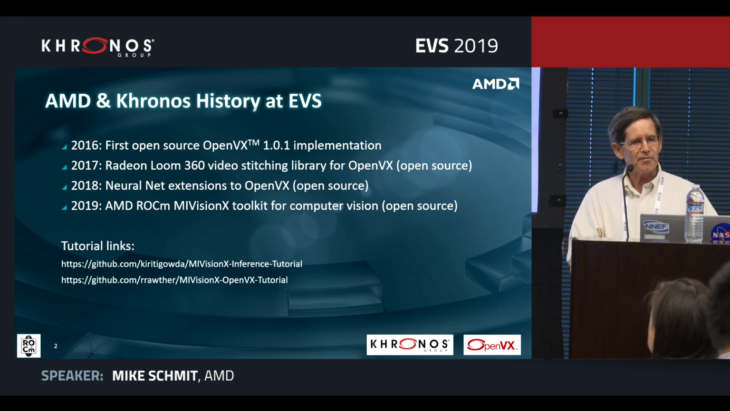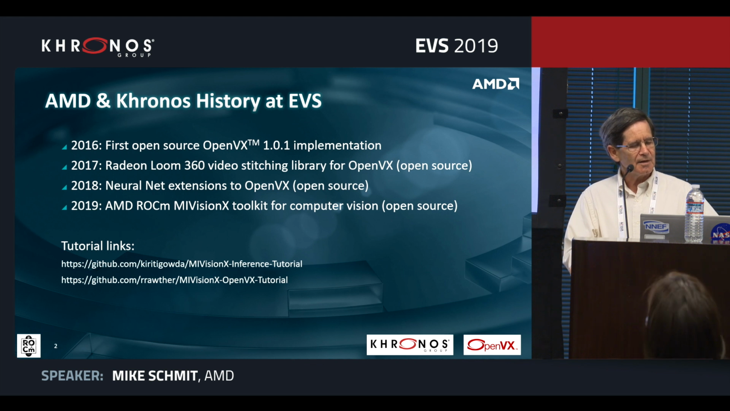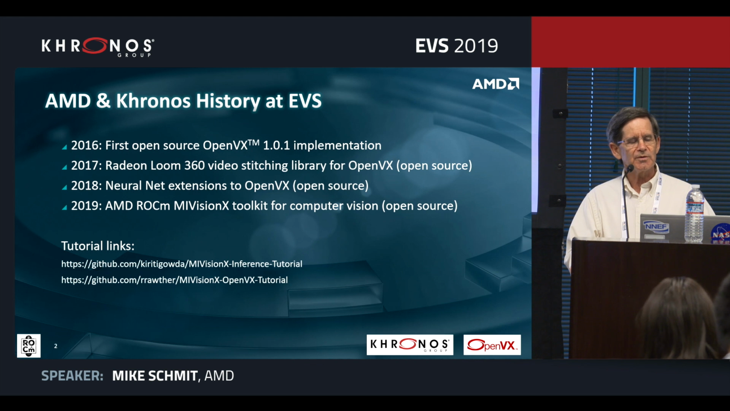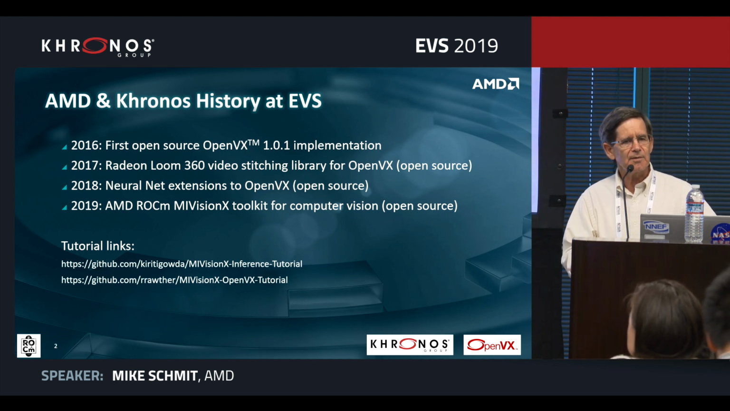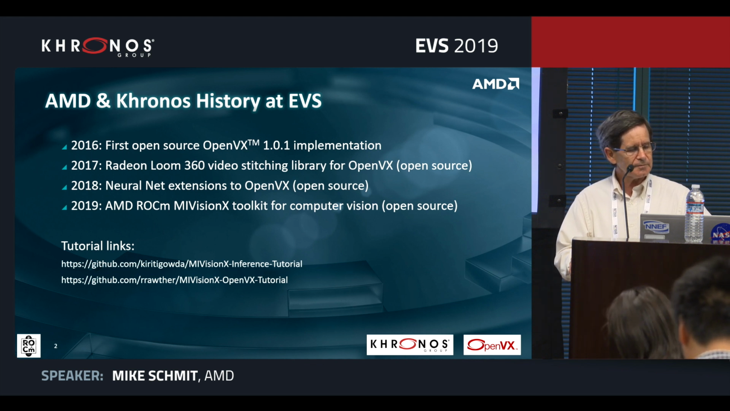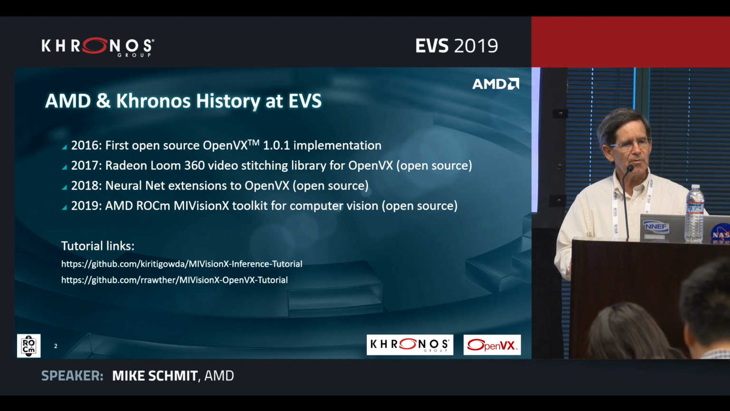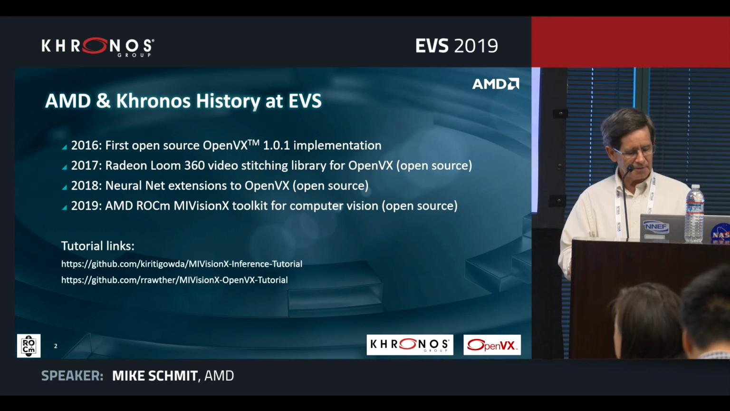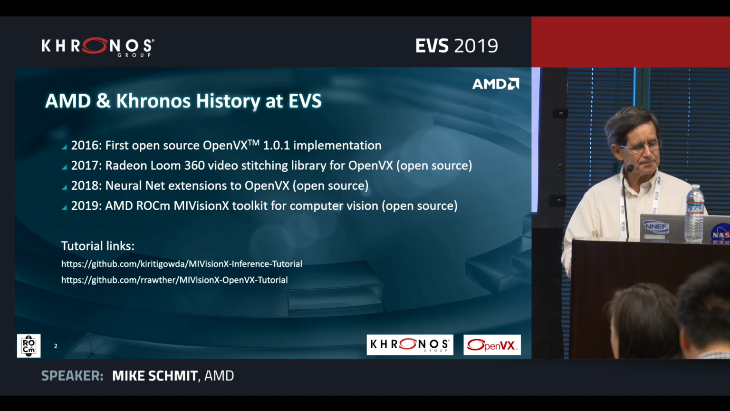We started with OpenVX release to open source in 2016. In 2017, we put some layers on that to help you do 360 video stitching. Last year, we showed our implementation of neural net extensions for OpenVX. And this year, we're going to show what we call the ROCm MIVisionX Toolkit. There are some links here, and they'll be later in the slides as well, and during the tutorials.